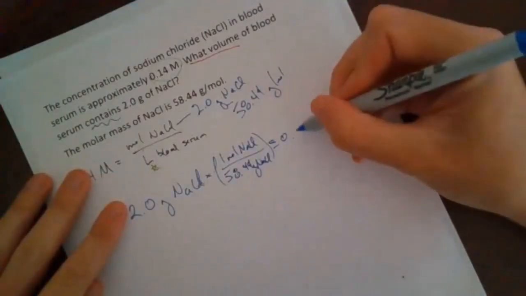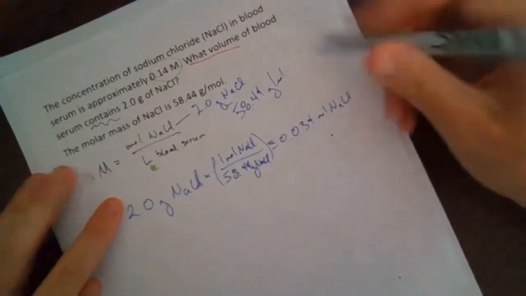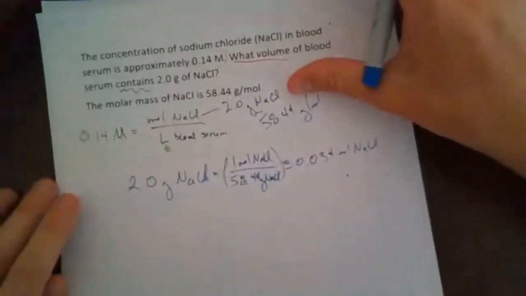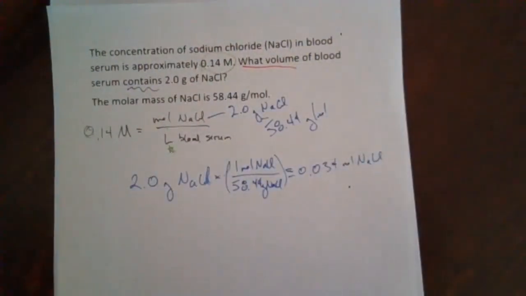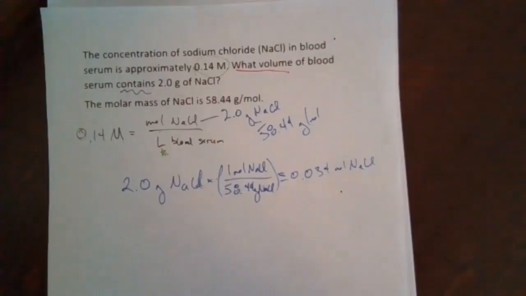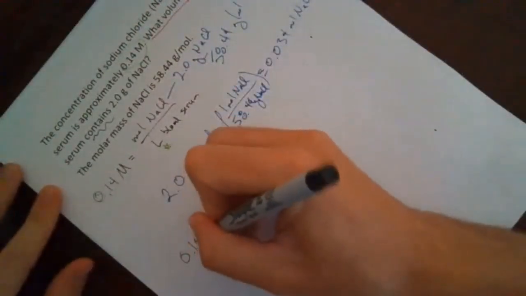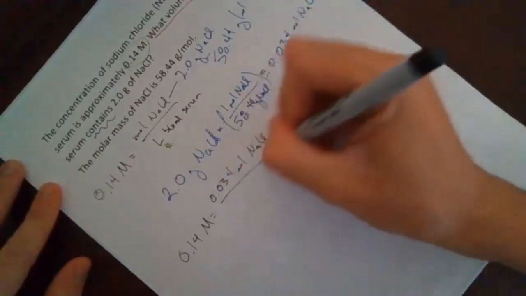So I do that conversion and get 0.034 moles of NaCl. We know for every 58 grams of NaCl is a mole. I only had 2 grams, so not a lot of moles of NaCl, but that is the moles I'm looking at. So I can take that number of moles and plug it back into here. So what I end up with is 0.14 molar is equal to 0.034 mole NaCl divided by liters of my blood serum.